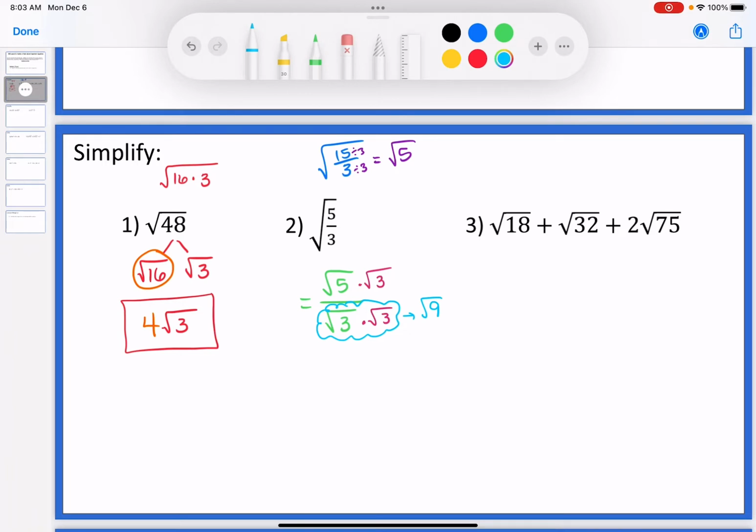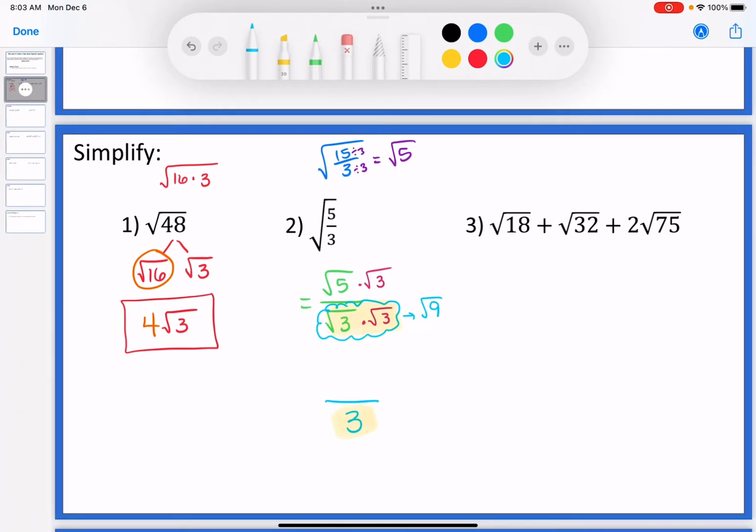The square root of 9 is plain old 3. So notice when you multiply a radical times itself, the radical disappears and you are just left with the number inside. You don't have to show the square root of 9 step if you don't want to. Hopefully at this point you know multiplying a radical by itself clears the radical.